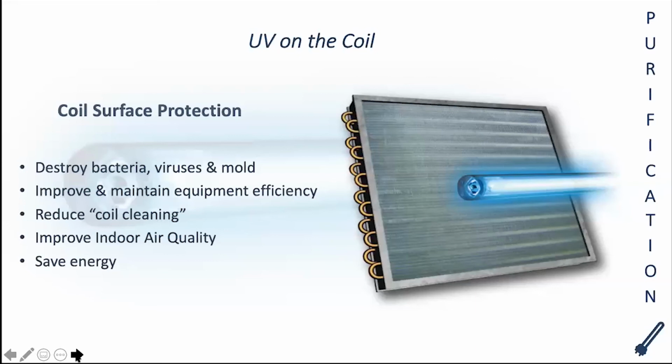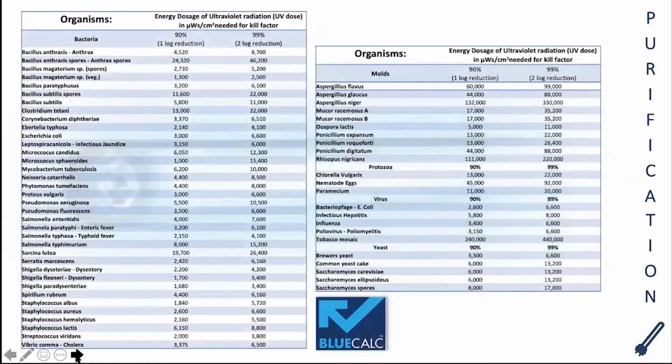Now, when we add UV light to evaporator coils, we can actually reduce coil cleanings. We can increase system efficiency. And at the exact same time, we can destroy airborne and surface bacteria and viruses. And like I said, this technology has been documented and proven for decades.